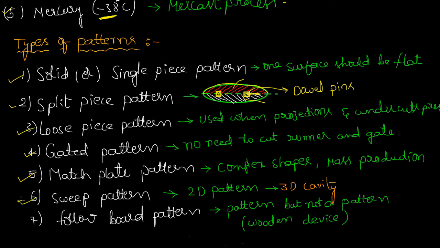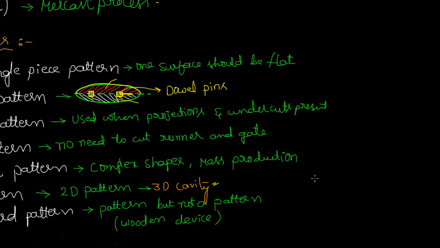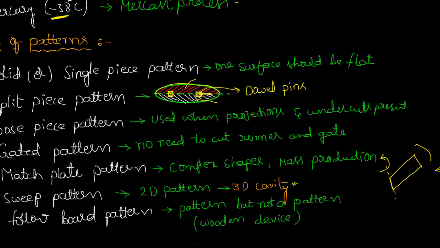Sweep pattern is the important one. With a 2D pattern, we are producing a 3D cavity. Just take a rectangular board and place it inside the sand and revolve it around its axis. What will happen? It will create a cylindrical shape. That means it is creating a 3D cavity, right? This is my pattern and this is the axis. If I revolve this around this axis, it will create a cylindrical shape. That means I am creating a 3D cavity with a 2D pattern. So that is the meaning of sweep pattern, right?